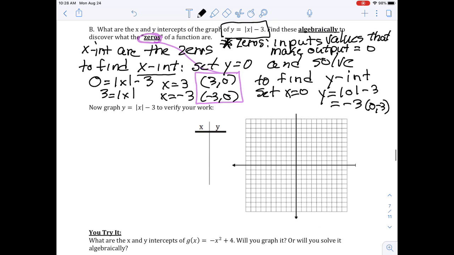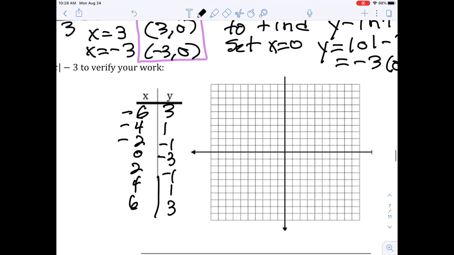All right, let's graph now to verify that I algebraically solved those correctly. So again, the good old t-chart. So maybe I'll do -6, -4, -2, 0, 2, 4, 6. And again, I am randomly picking those values, all right? So if I plug in -6 for x, I get 6 minus 3 is 3. If I plug in -4, I get 1. If I plug in -2, I get -1, 0 gives -3, 2 gives -1, 4 gives 1, 6 gives 3. So let's get those plotted. Just going to zoom in.